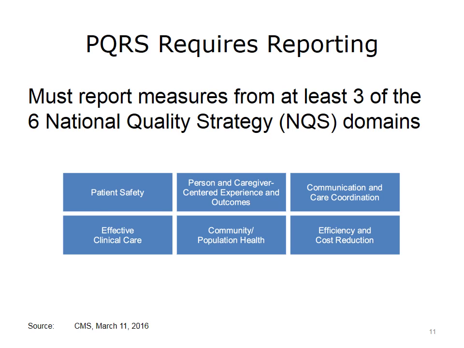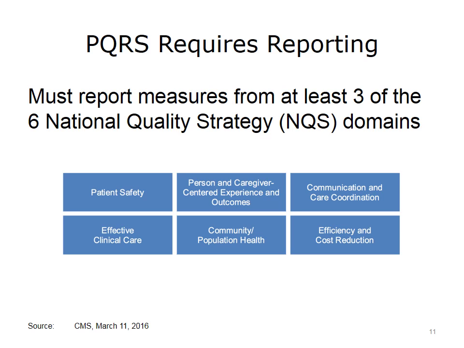The 6 NQS domains include patient safety, effective clinical care, person and caregiver-centered experience and outcome, community and/or population health, communication and care coordination, and efficiency and cost reduction. Each of these domains merits some further exploration. The strategy of patient safety focuses on making care safer by reducing harm caused in the delivery of care. The strategy of effective clinical care promotes the most effective prevention and treatment practices for the leading causes of mortality by measuring clinical care processes linked to outcomes based on evidence and practice guidelines.